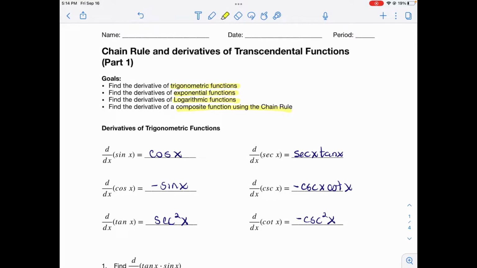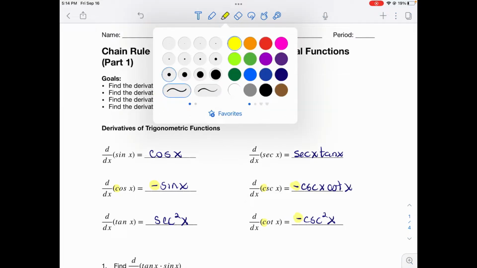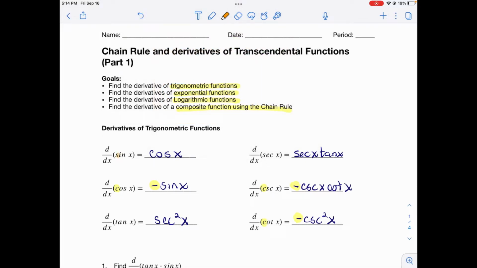Now, these are pretty cool. You can look at how these come about by using our definition of derivative to figure it out. But for now, you can just memorize the formulas if you want to. But notice that all the trig functions that start with c, their derivatives are negative, and they're the only ones that are negative. So that's kind of cool that that pattern happens.